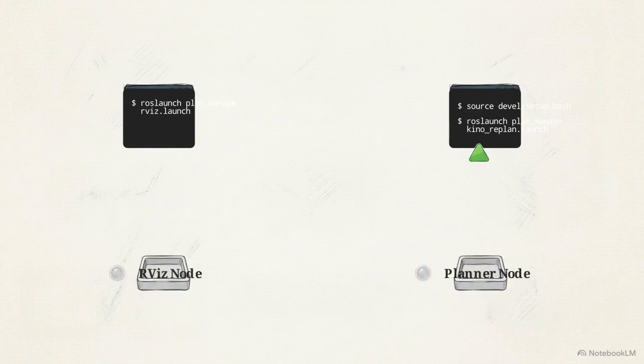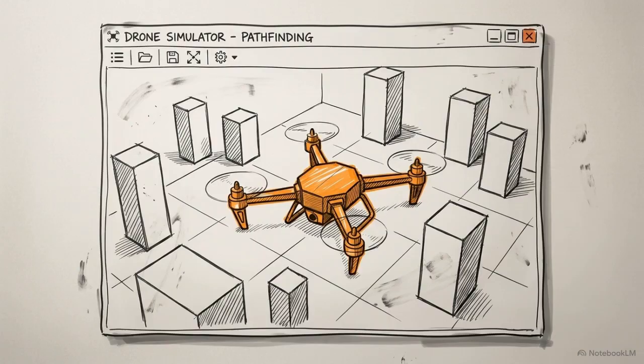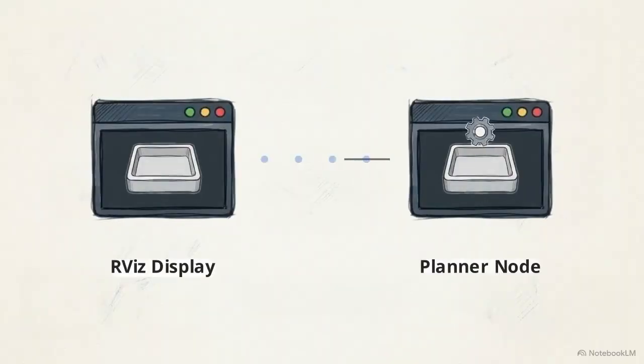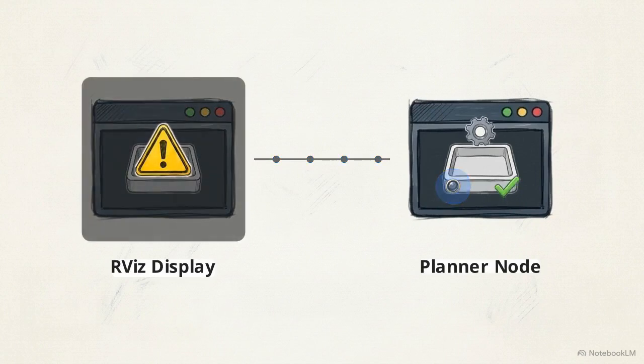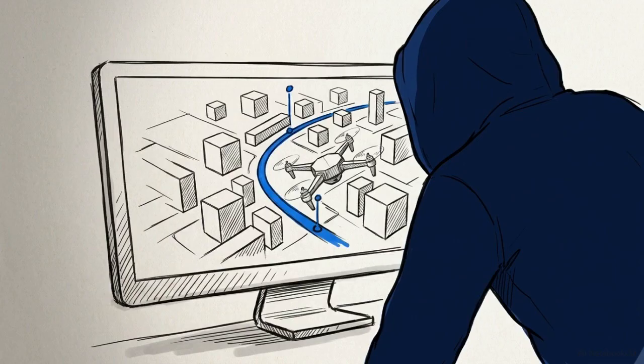Leave the first process running and open a second terminal tab. Inside it, source the environment setup file again. Now type roslaunch plan_manage kino_replan.launch. The two isolated nodes link up and begin sharing data. Switch back to your RViz window. It immediately populates with a randomly generated 3D map, a dense set of obstacles, and your virtual drone model. Separating the visualizer from the planner logic prevents terminal clutter and ensures background nodes don't crash each other if one process hangs. Now we have an active, interactive simulation environment.